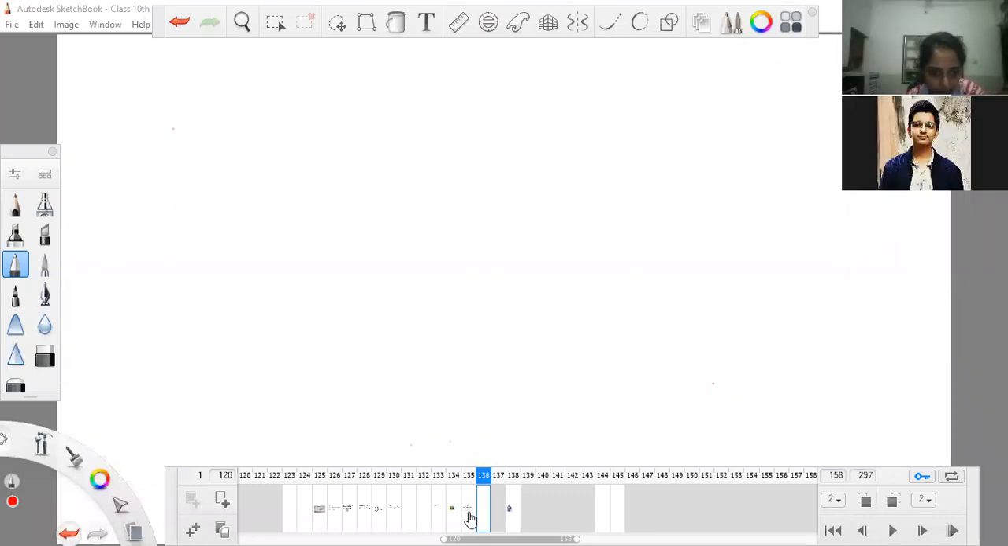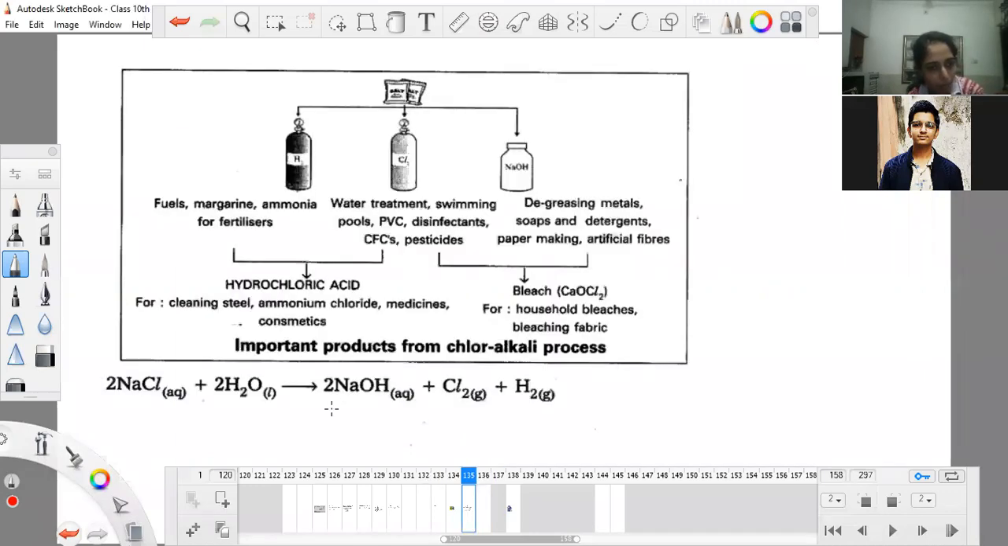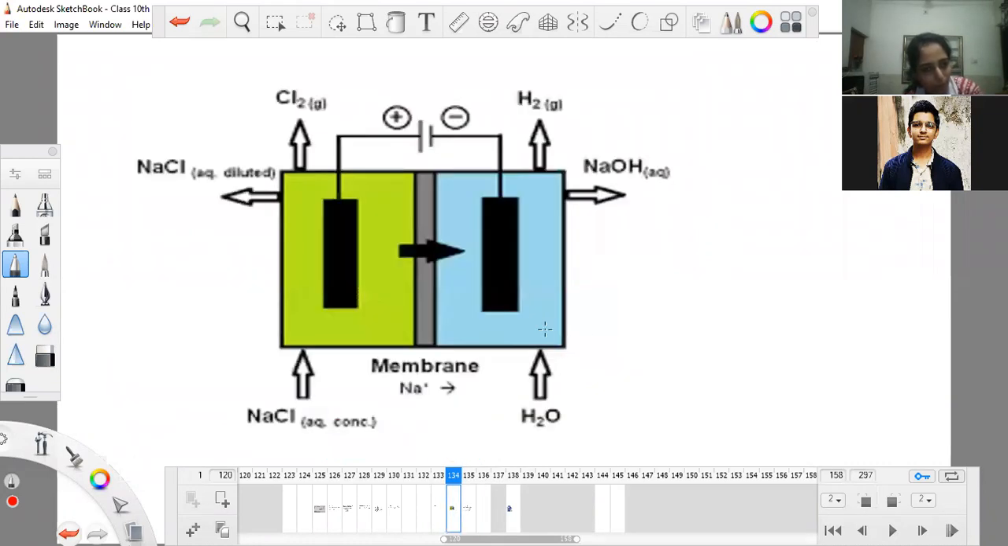In last class we studied how we can form sodium hydroxide, that is our base. Sodium hydroxide is also known as caustic soda. And we studied a process which is known as the chloralkali process, in which we obtain two gases, chlorine and hydrogen, and sodium hydroxide, a substance we obtained from this.